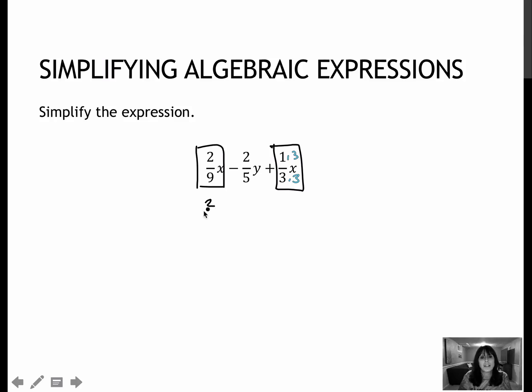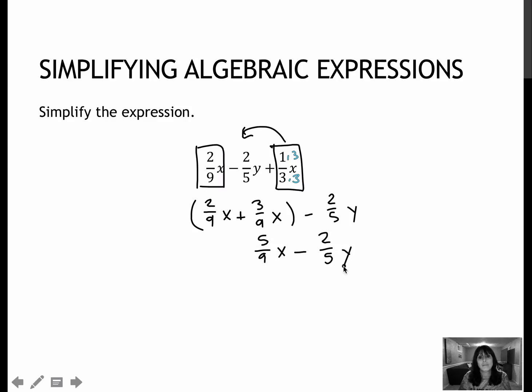And I'm going to rewrite this as 2/9 x plus 3/9 x. So I've switched the order. And I still have minus 2/5 y. So these two I can combine together. 2/9 x plus 3/9 x is 5/9 x. And I have 2/5 y. And I can't do anything with it because it doesn't combine. So that's my final answer. Notice I did put the x value first and then the y value because typically we write things in alphabetical order.